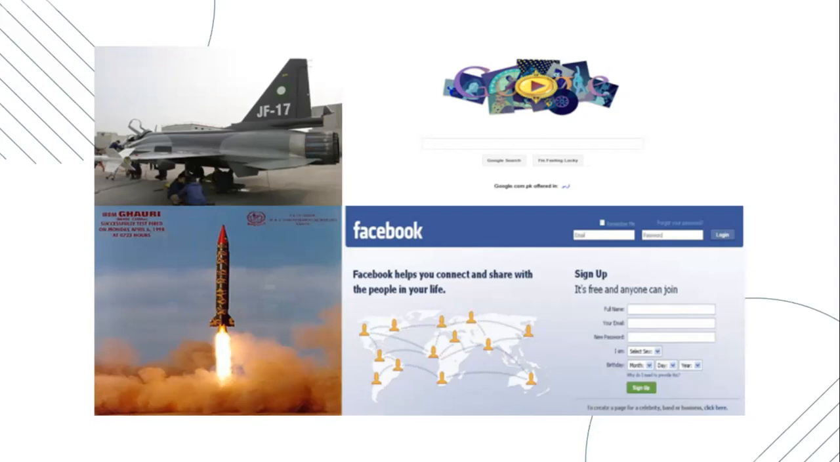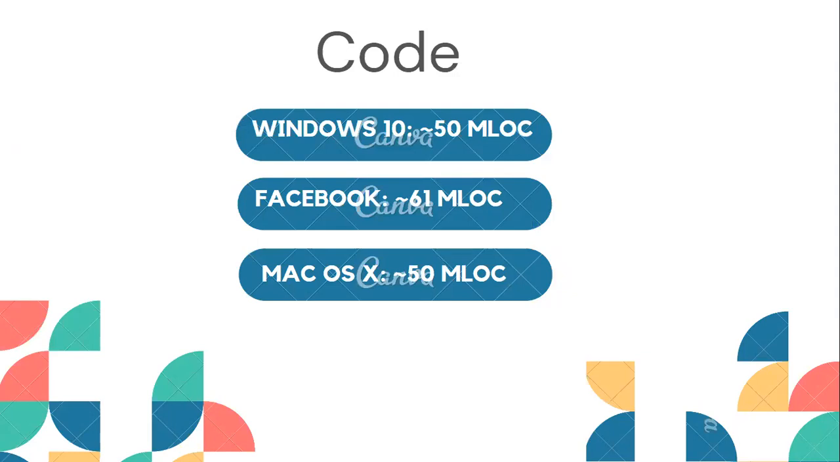Wait a few minutes and think about what all these products have in common. So hopefully it is pretty easy to think that all of them have code in common, and a lot of it. Just for reference, I was really surprised when I heard that the JF-17 and the Ghori missile have more lines of code than they have parts, including nuts and bolts. How many lines of code specifically?